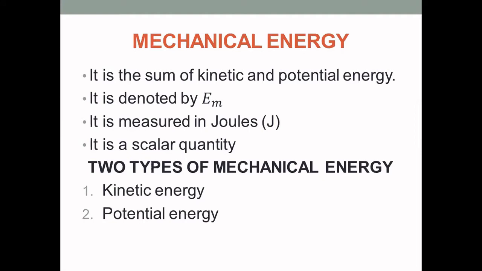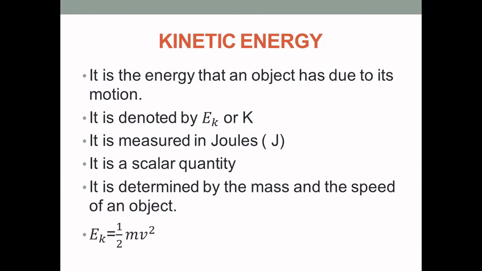Mechanical energy is the sum of kinetic and potential energy. It is denoted by EM, it is measured in joules, and it is a scalar quantity. We have two types of mechanical energy: kinetic energy and potential energy. Let's start with kinetic energy.